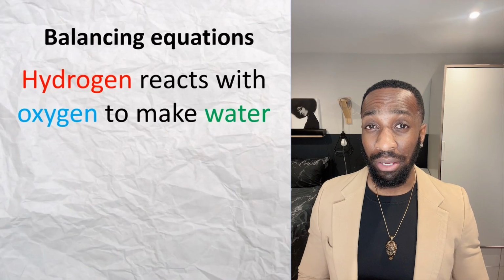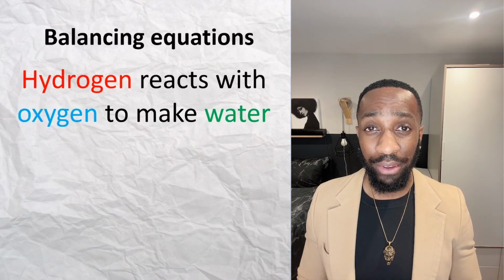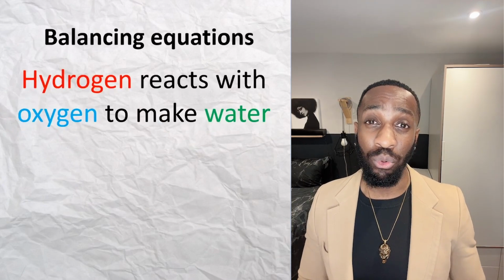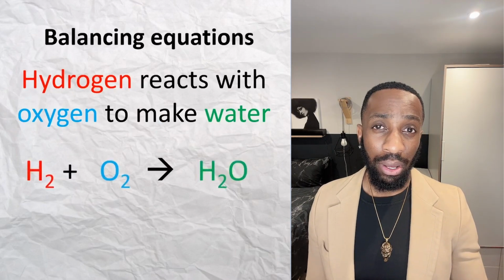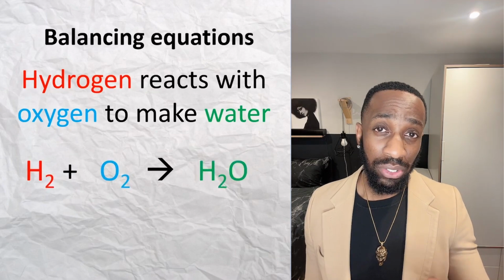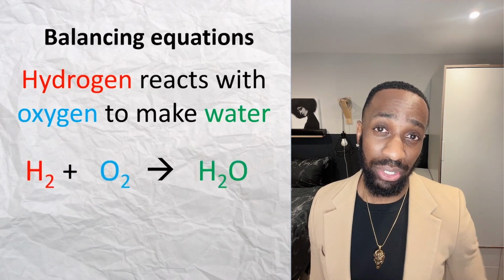This sentence here tells us what's happening in this simple chemical reaction. It's saying that hydrogen reacts with oxygen to form water. And we can write this as a simple equation like this. There are several simple chemicals that you need to memorize, but I'm going to save that for another video. Let's concentrate on balancing equations in this video.